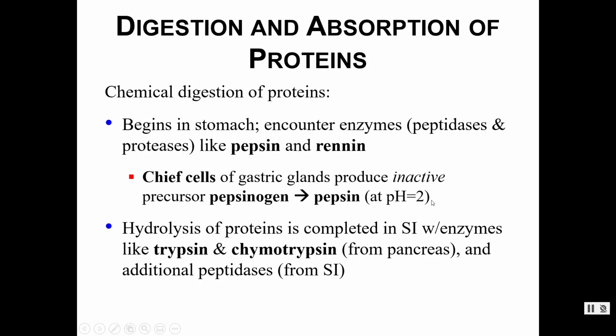Okay. The hydrolysis of the proteins, so to finish the process, we do have to move to the small intestine where we're going to get additional enzymes, for example, trypsin and chymotrypsin, which come from the pancreas, and even more peptidases from the small intestine. Trypsin and chymotrypsin are really just classic examples, just to put a name with what we're talking about here. But by the time we finish in the small intestine, the proteins will be fully hydrolyzed back into amino acids.